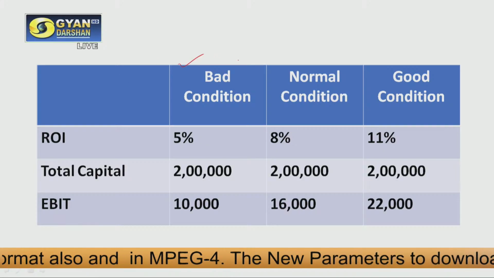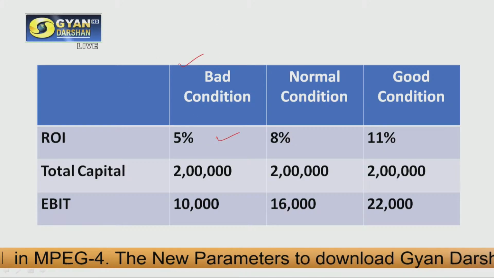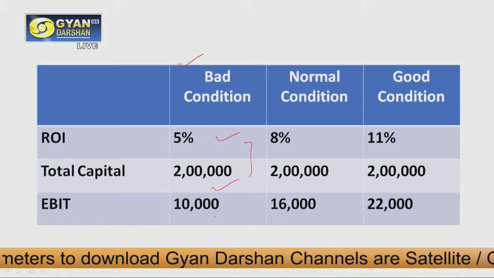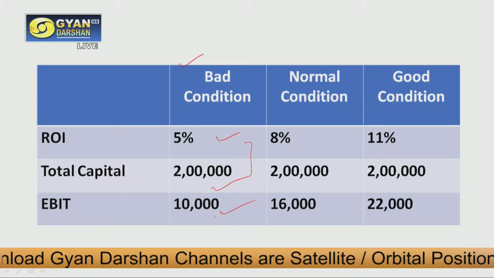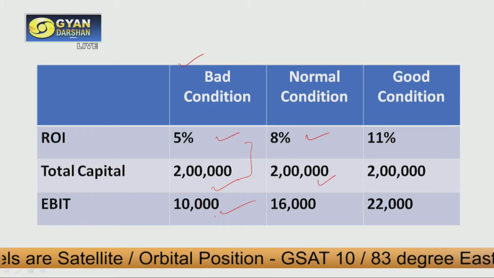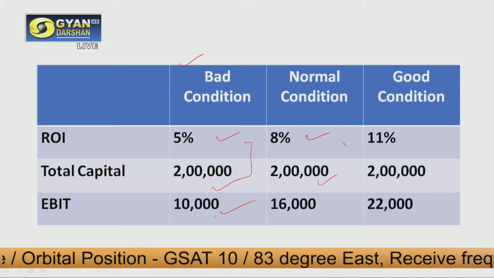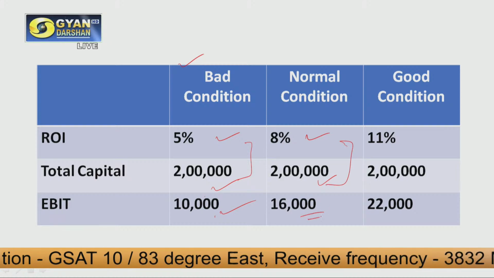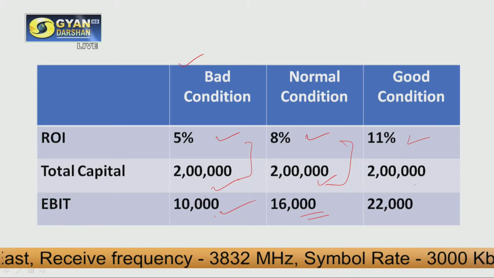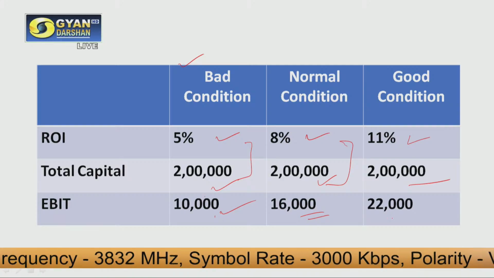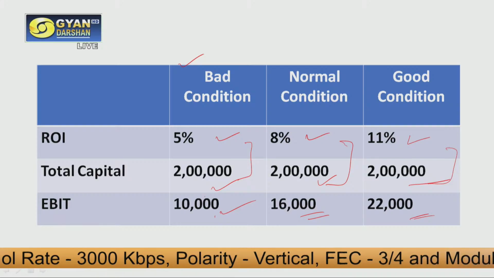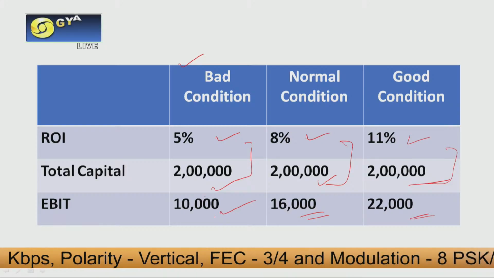In case we have bad conditions, our ROI is 5%, our total capital will remain 2 lakh and 5% of 2 lakh, that means our EBIT is 10,000. When our condition is normal, our ROI is 8%, again total capital is 2 lakh and from these 2 variables EBIT is 16,000. And if our condition is good, in this case our ROI is 11%, our capital is rupees 2 lakh, and by using these 2 variables we can calculate our EBIT, which is 22,000 in this case.